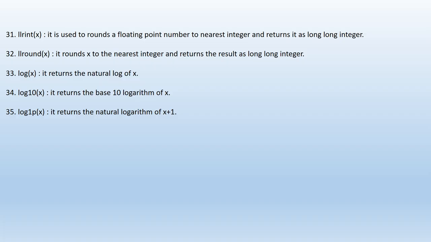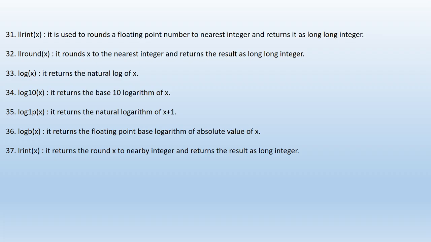The log1p function. It returns the natural logarithm of x plus 1. The logb function. It returns the floating point base logarithm of the absolute value of x. The lrint function. It rounds x to a nearby integer and returns the result as a long integer. The lround function. It rounds x to the nearest integer and returns the result as a long integer.